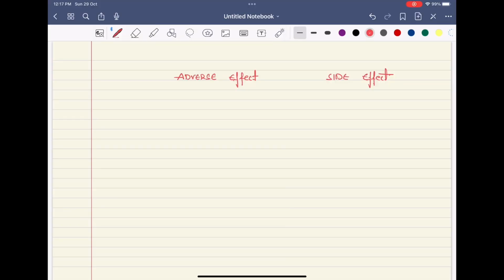What is the difference between adverse effect and side effect? Suppose there are two drugs, drug A and drug B. Drug A is causing hepatotoxicity. Drug B is causing hypoglycemia.